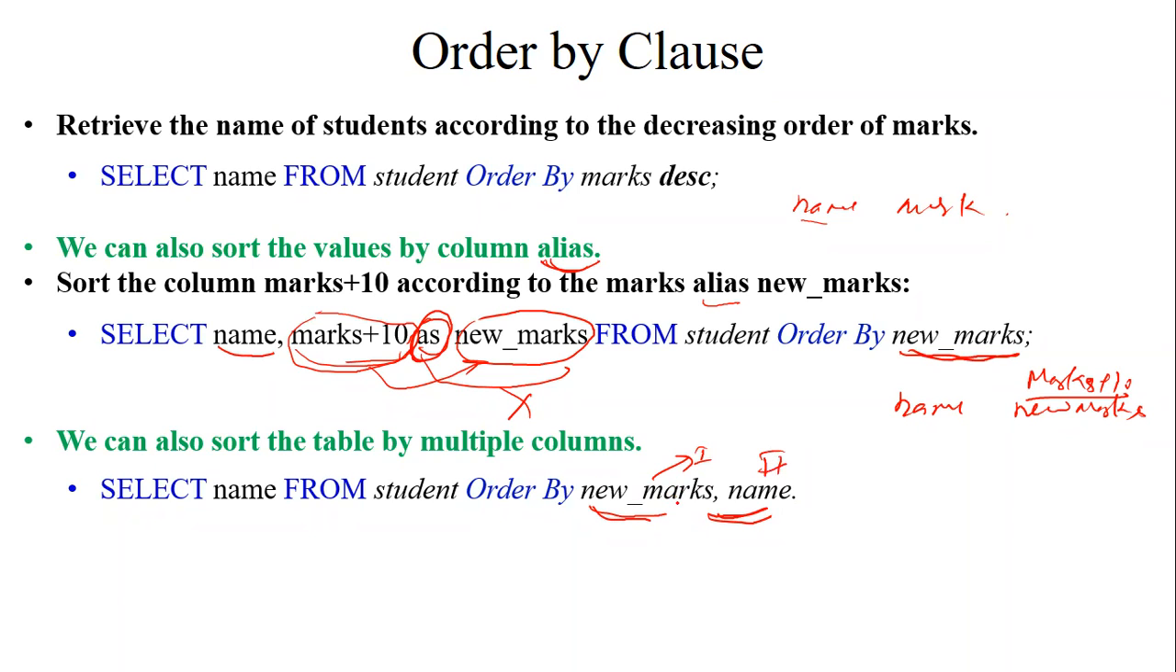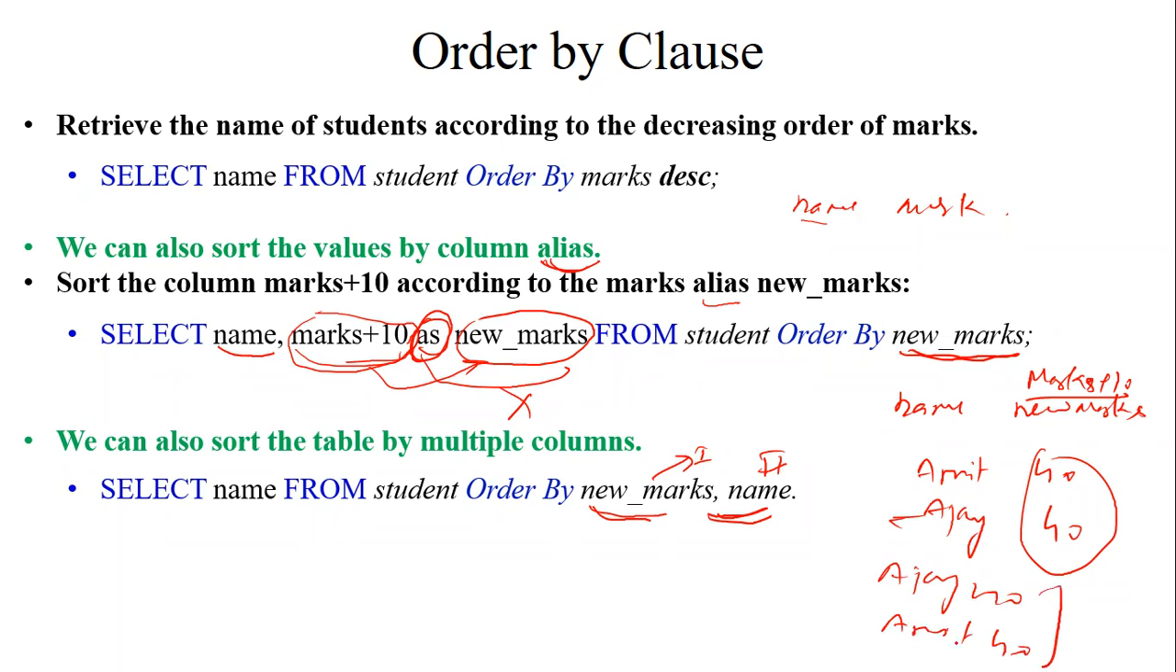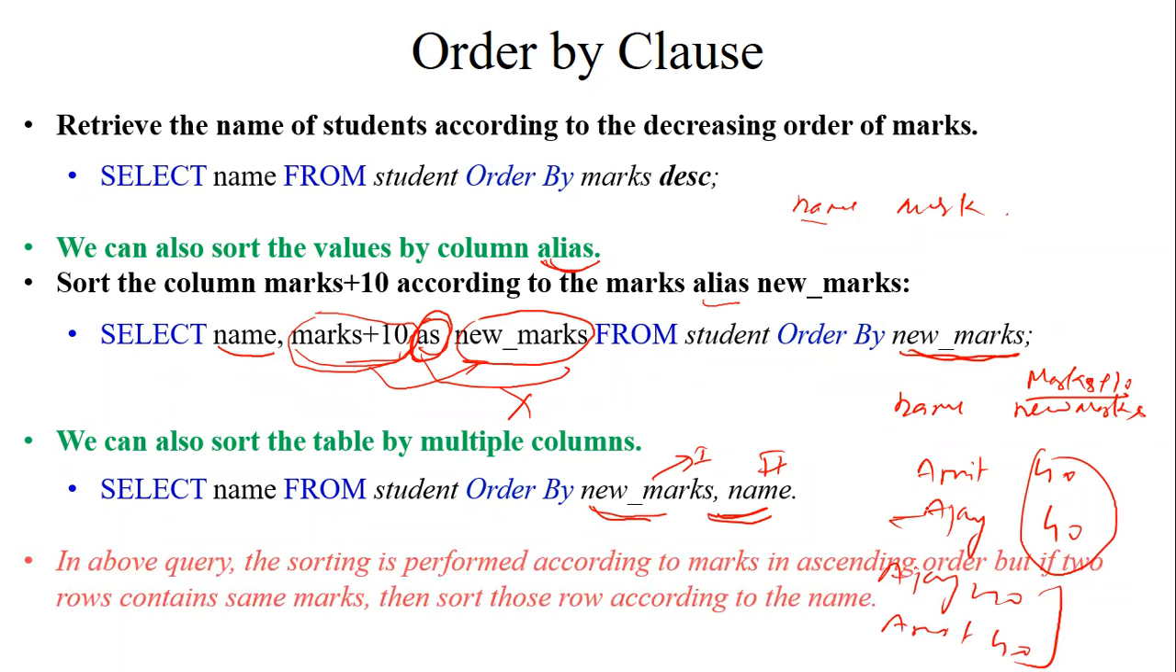If the marks of two students are equal, then according to alphabetical order, the name which appears first alphabetically will be displayed first. Like if Amit has 40 marks and Ajay also has 40 marks, the marks are the same, so in that case the names will be compared. Ajay appears alphabetically before Amit, so Ajay 40 and then Amit 40 will be the order of the display. So you can use multiple columns to order the result.